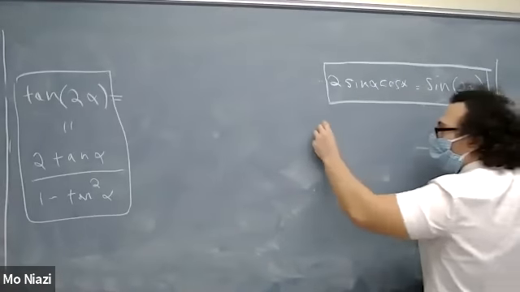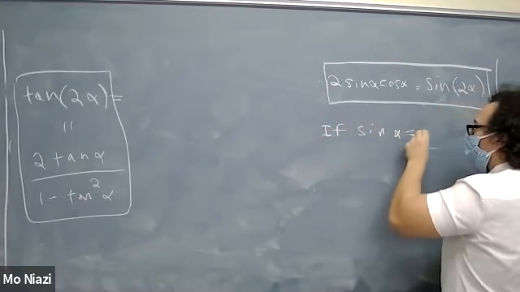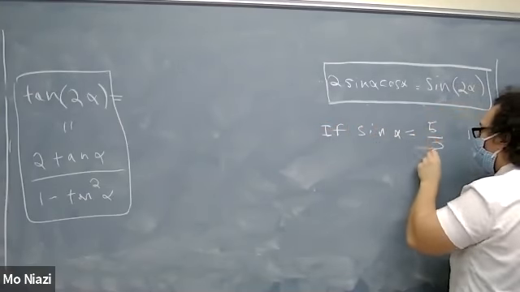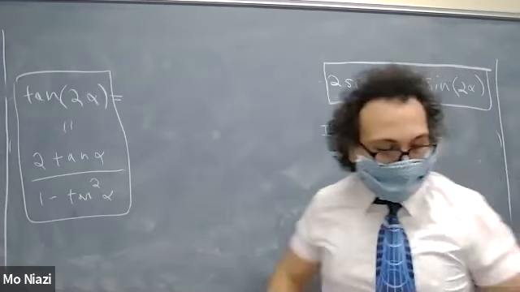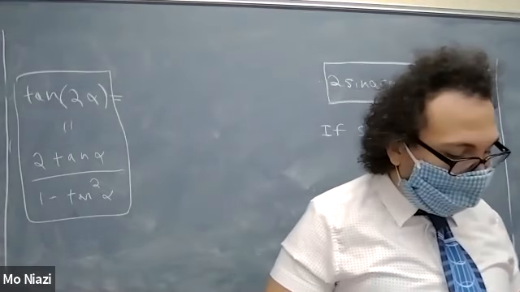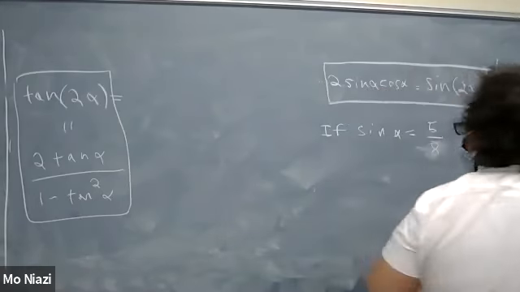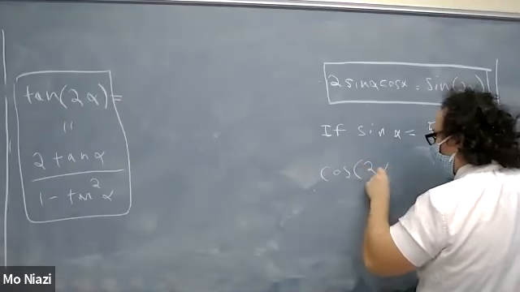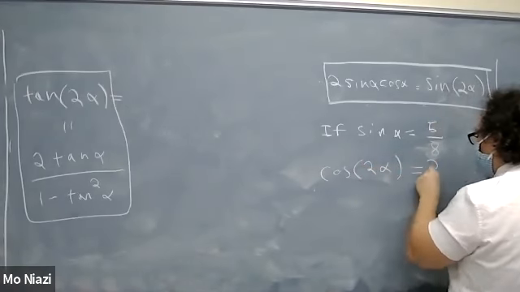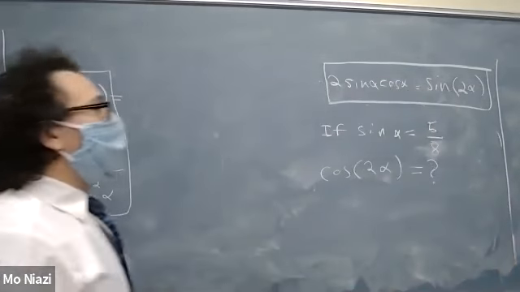So if sine of alpha is equal to 5 over 8, whoa, it's like I'm writing with my left over here. 5 over 8, find the value of cosine of 2 theta. What is the cosine of 2 theta? Given that that is what our sine of alpha is.